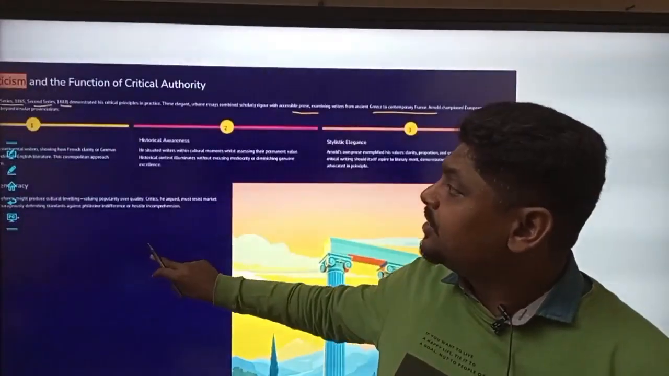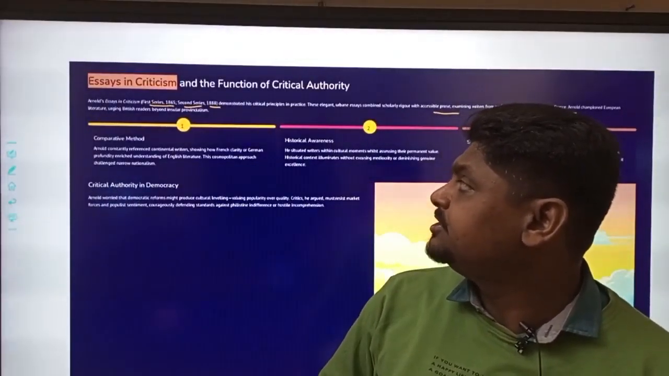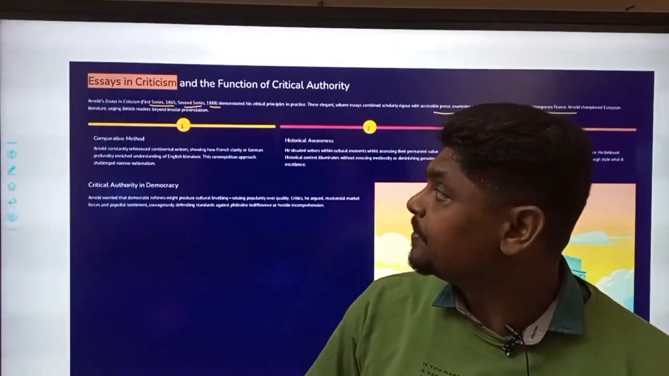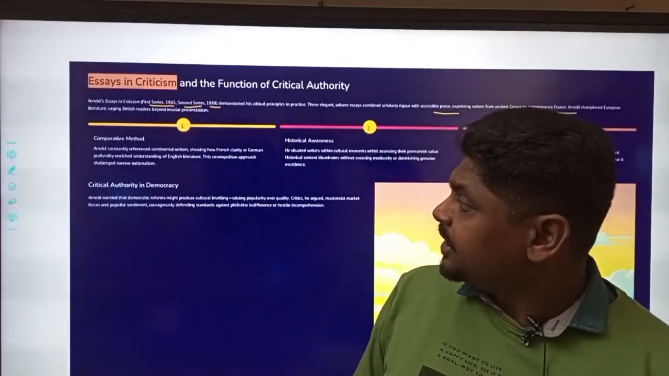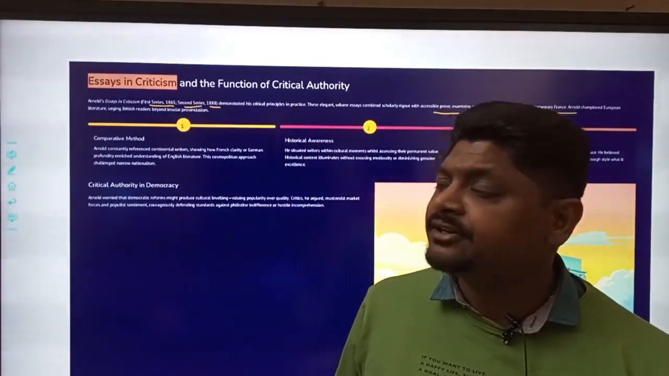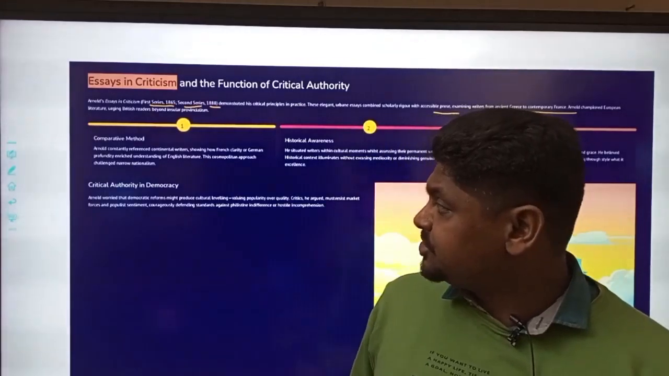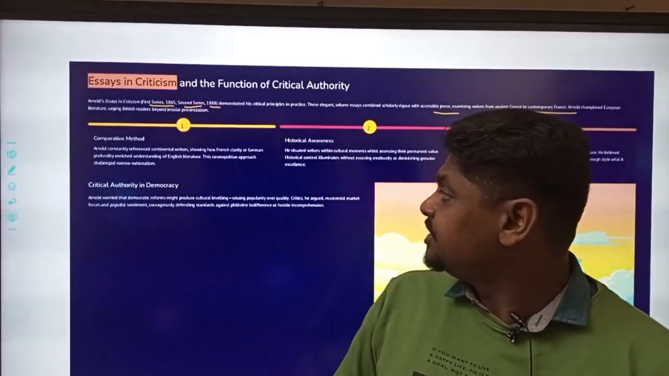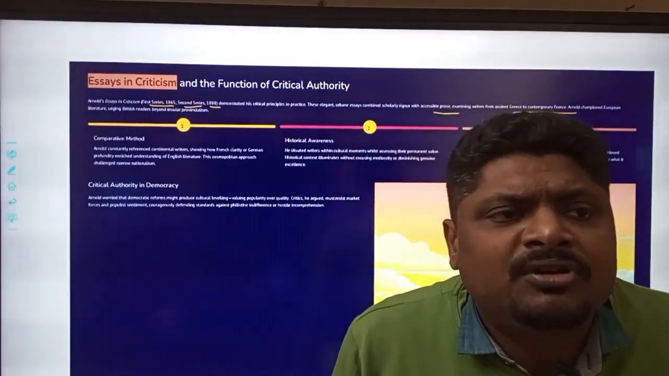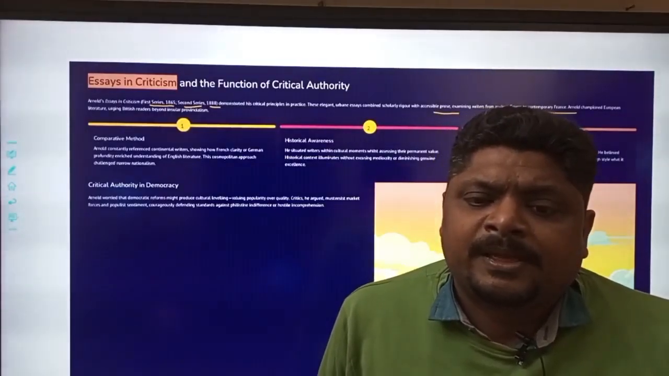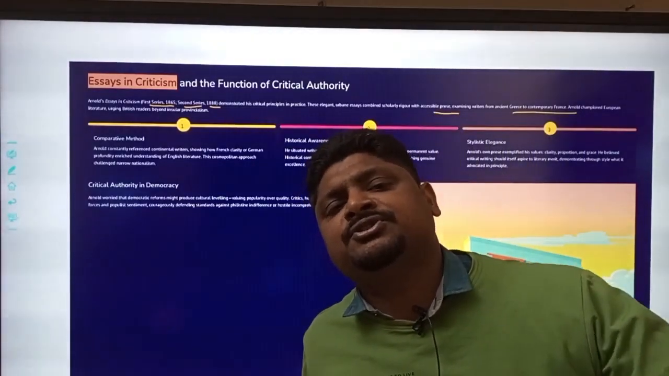Arnold championed European literature, urging British readers beyond insular provincialism. Okay. So, comparative method. His method is comparative. Arnold constantly referenced continental writers, showing how French clarity or German profundity enriched understanding of English literature. This cosmopolitan approach challenged narrow nationalism. So Arnold, though he belonged to England, does not confine himself to a narrow nationalism.